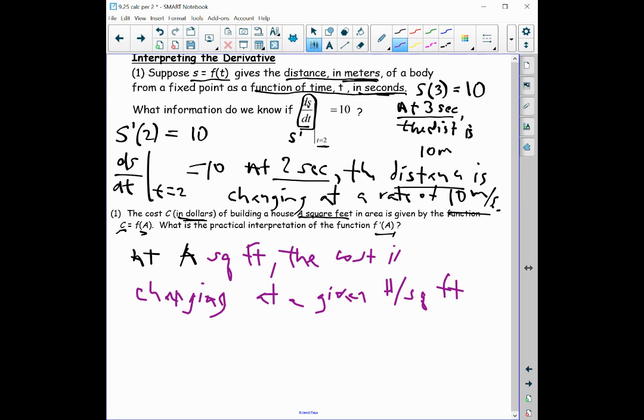The important part is that the derivative is talking about how the cost is changing, and the units of the derivative would be dollars per square foot. It's always going to be a fraction because it's slope. It's like a change in y over change in x. Okay, let's look at the next few.